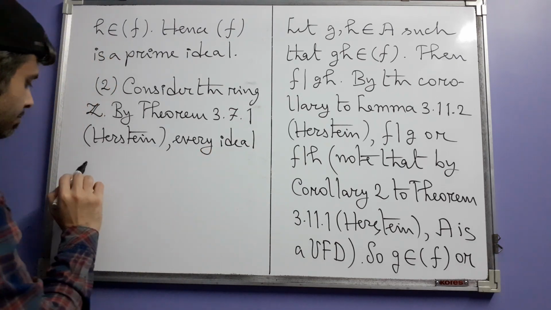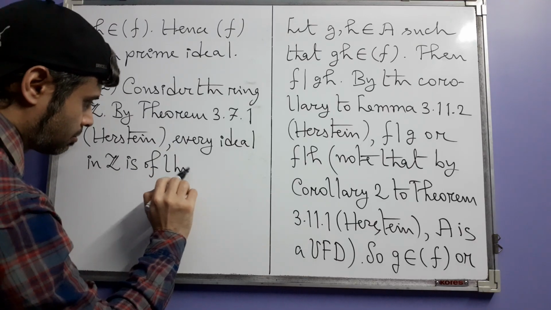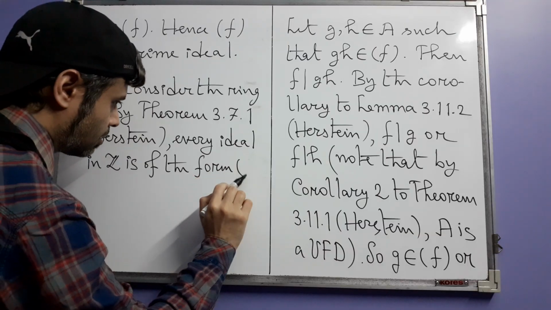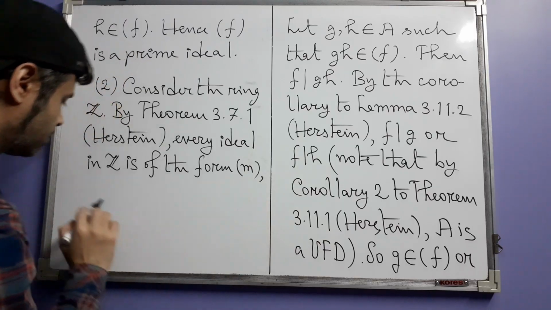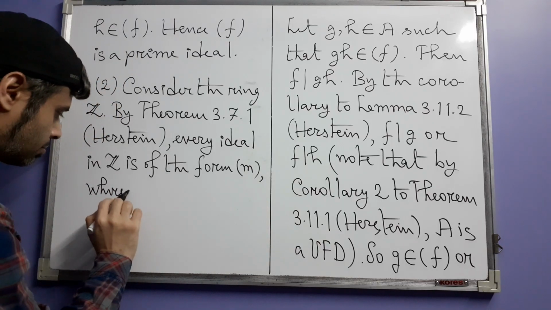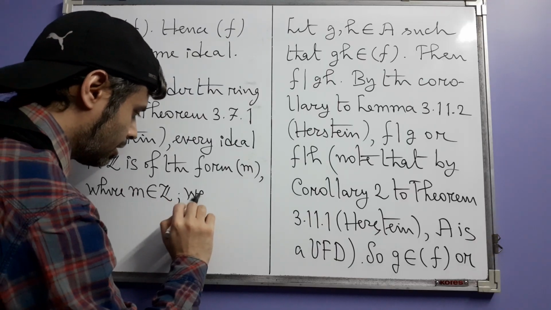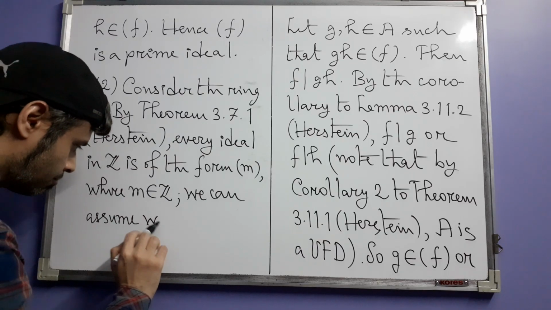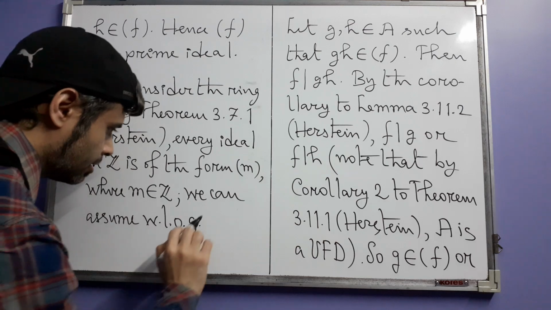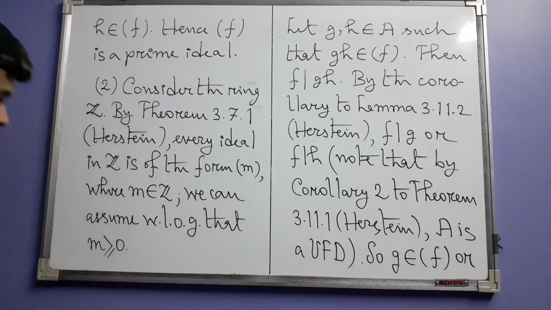every ideal in Z is of the form this. It is generated by a single integer m, where m is an integer. It's a principal ideal. We can in fact assume, without loss of generality, that m is non-negative.